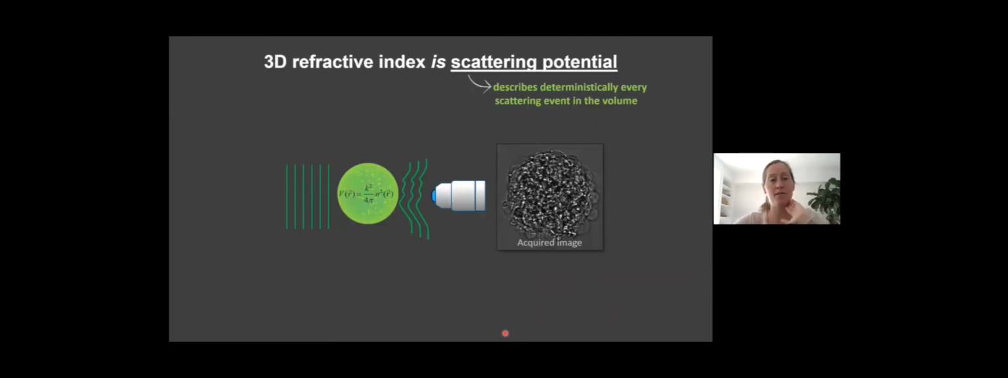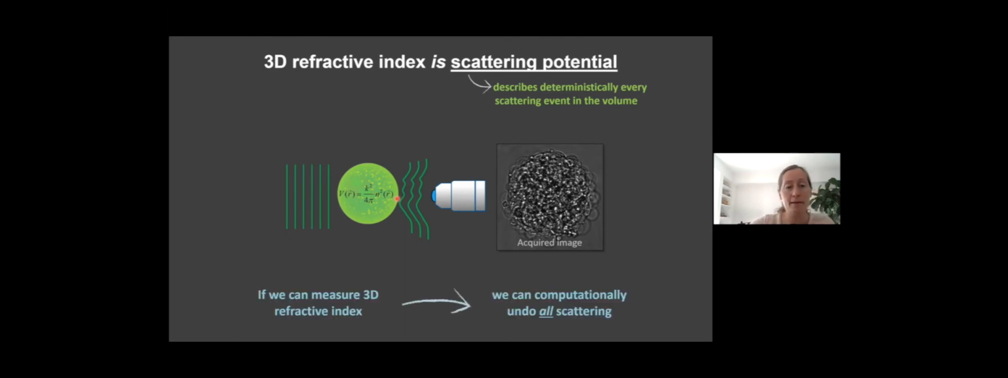So I've been saying that we're solving for phase. When you do 3D, phase becomes refractive index. So 3D phase imaging just means 3D refractive index imaging. And now I'm telling you that the 3D refractive index profile is very often called the scattering potential of the sample. So basically, if you know the 3D refractive index of the sample accurately, then you can predict exactly how light scatters through that sample, even if it's bouncing around and having lots of multiple scattering. So if you can measure 3D refractive index, you can computationally undo all scattering. And this is where you have to reconstruct the entire 3D refractive index to computationally undo the scattering.